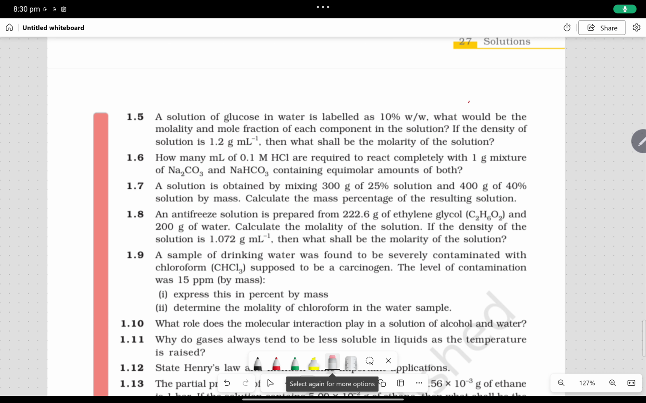So we have question number 1.7. A solution is obtained by mixing 300 gram of 25% solution and 400 gram of 40% solution by mass. Calculate the mass percent of the resulting solution.